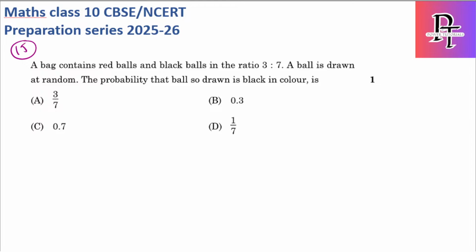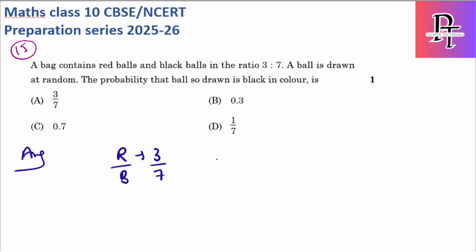So 6 more questions for today. A bag contains red balls and black balls in the ratio 3 is to 7. A ball is drawn at random. Find the probability that the ball so drawn is black in color. This question is easy. The ratio they have provided is 3 is to 7.